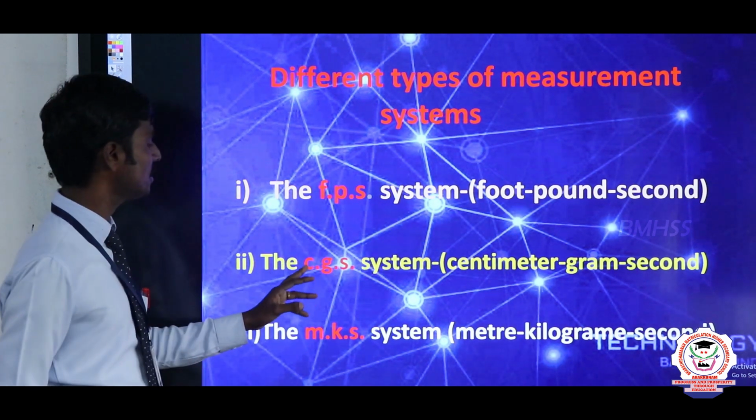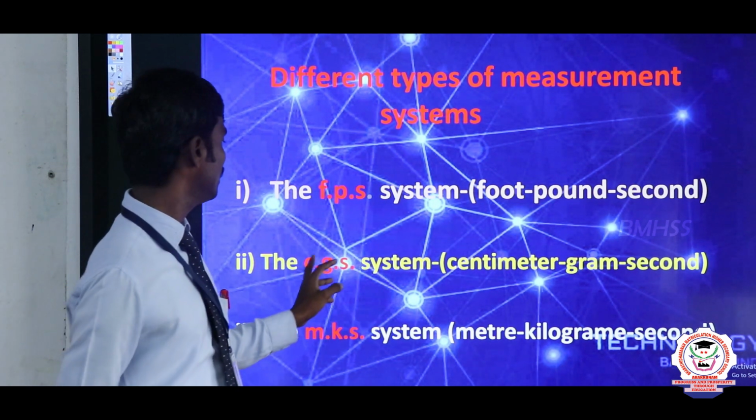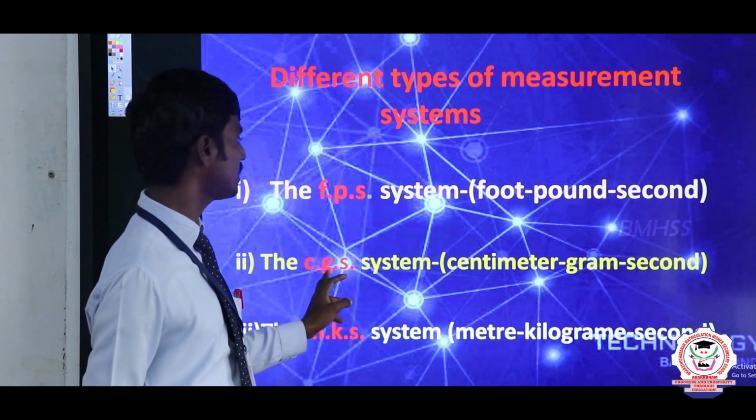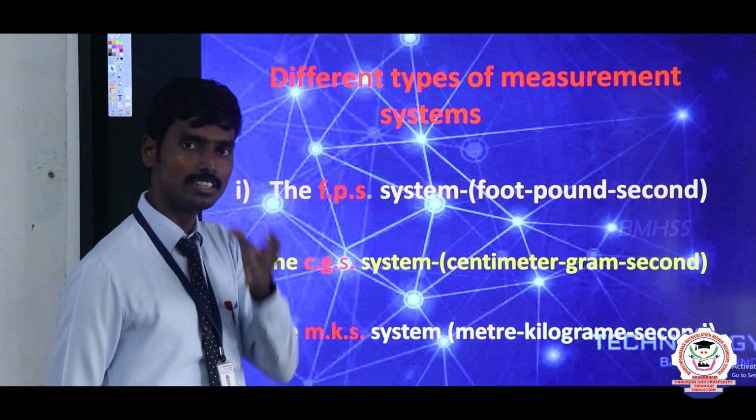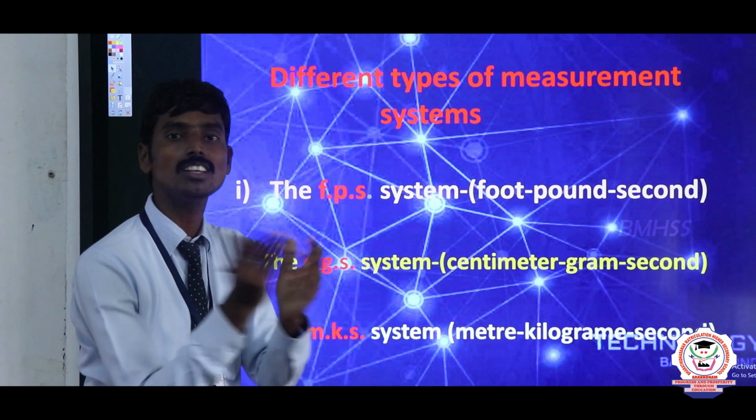The next one is CGS system. C stands for centimeter, G stands for gram, S stands for seconds. This system is a Gaussian system.